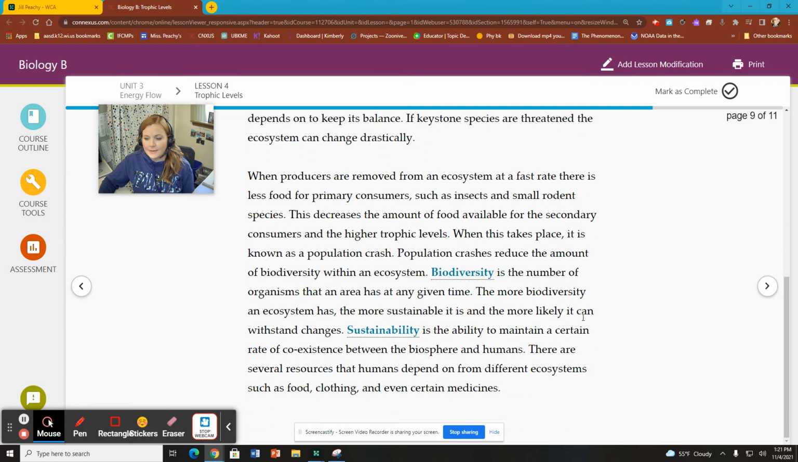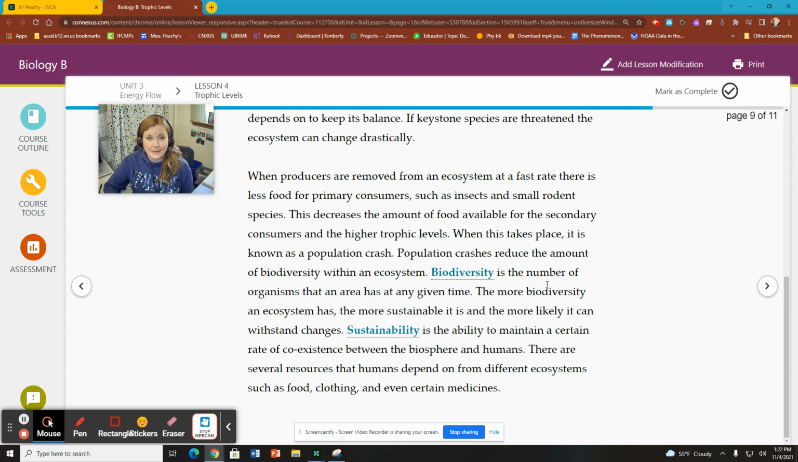And then the other words we see are biodiversity and sustainability. Biodiversity essentially means how many different types of organisms you have within an ecosystem. The more abundance you have of species, the more roles that those species will fill. It makes an ecosystem more resilient because if one species gets killed off for some reason, there are other species present within that ecosystem that can fill the niche in that particular ecosystem.